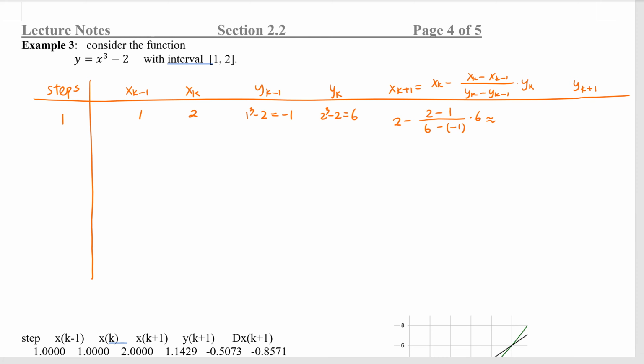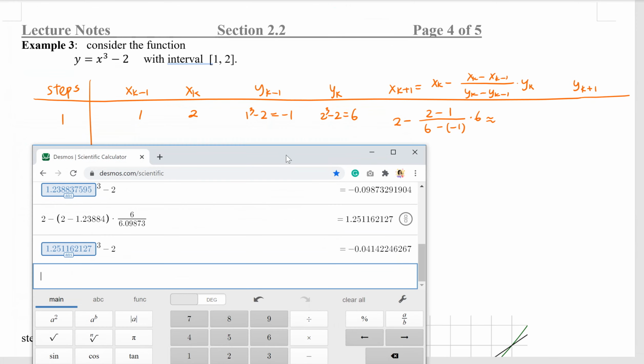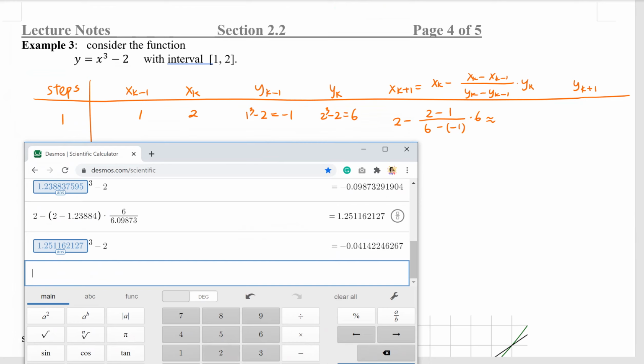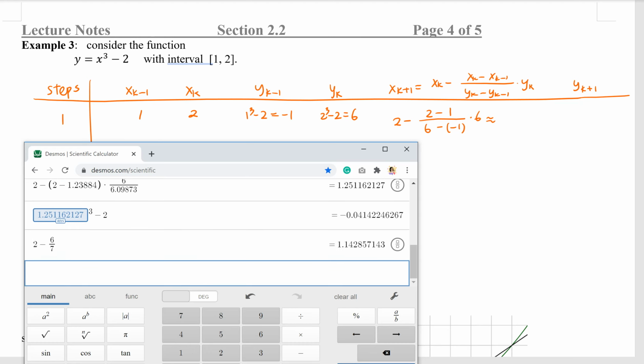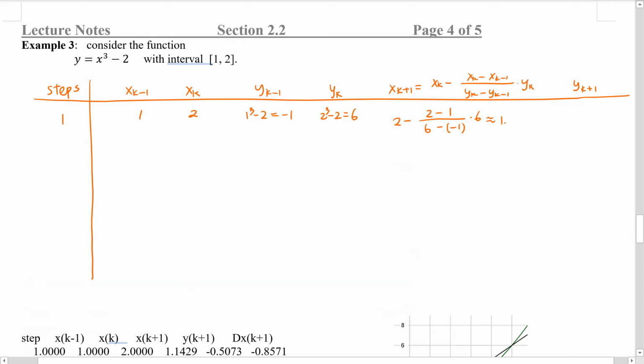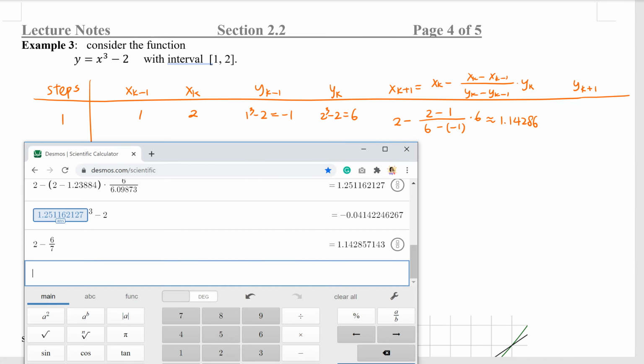So what is that? Well, where's our calculator? Right here. So 2 minus 1 is 1, times 6 is 6, and then divided by 6 plus 1, so 7. Actually it's the same thing as we had in the previous example using the regula falsi method. So this is 1.14286. And yk plus 1 is just that number cubed minus 2.